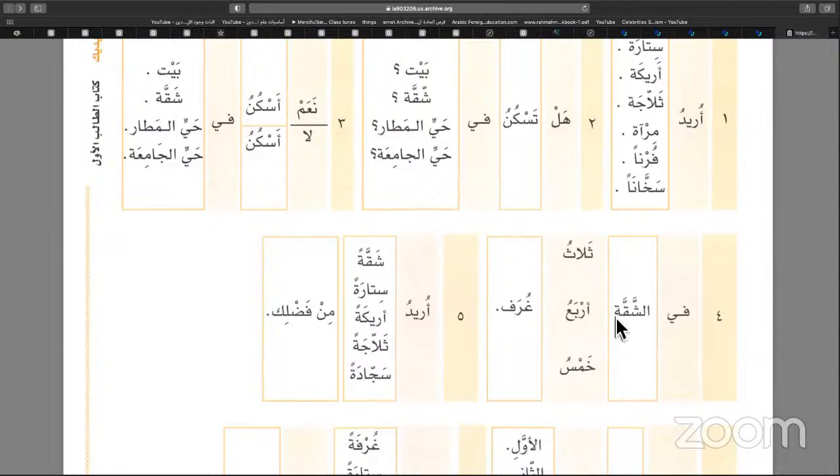في الشقة ثلاث غرف. في شقة ثلاث. No, not في شقة. في الشقة. في الشقة ثلاث غرف. What does that mean?